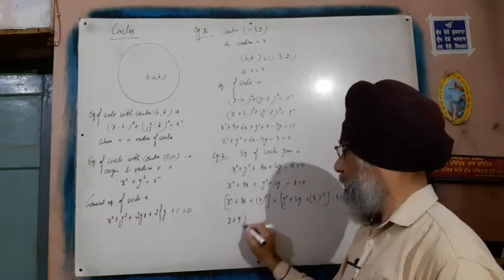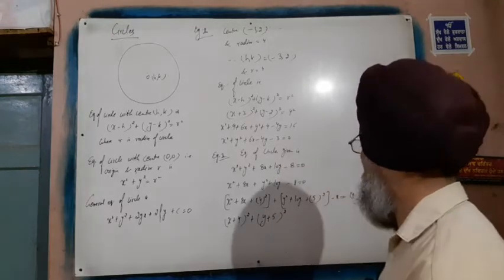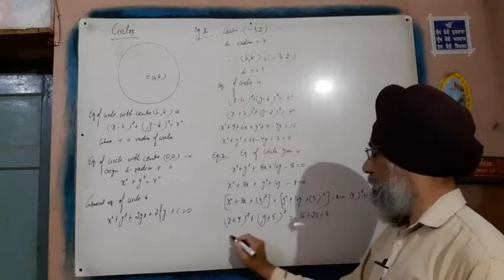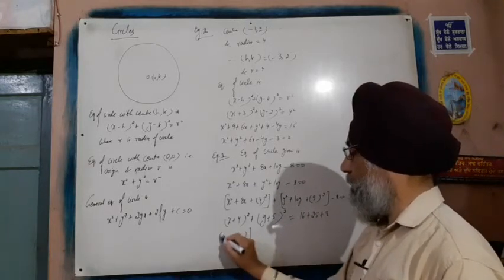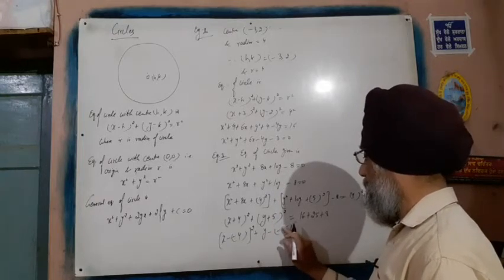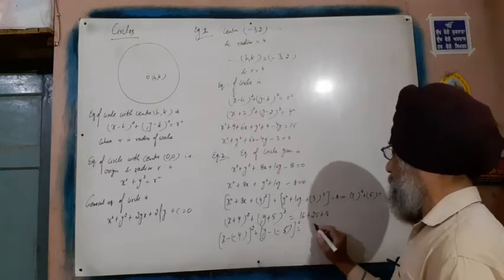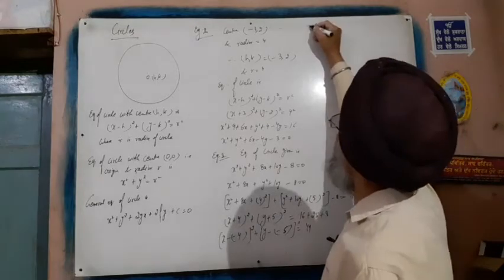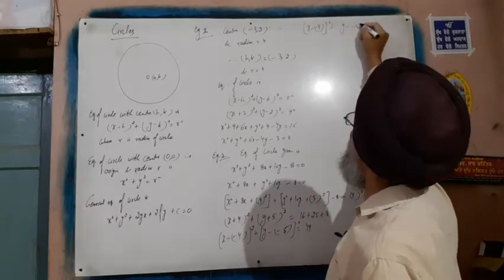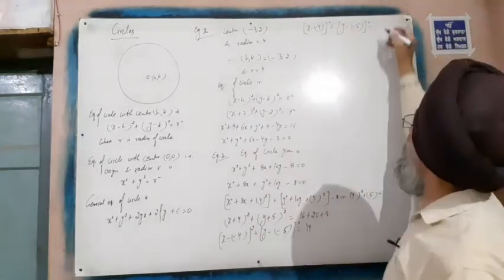It becomes x plus 4 whole square, y plus 5 whole square, 16 plus 25 plus 8, x minus minus 4 whole square. It becomes y minus minus 5 whole square. 24 is 49. So x minus minus 4 whole square, y minus minus 5 whole square, it is 49, the square of 7.